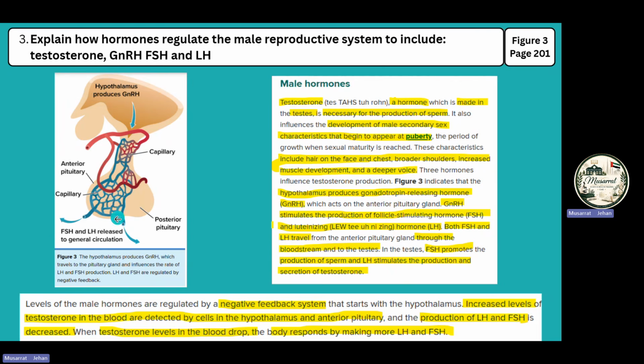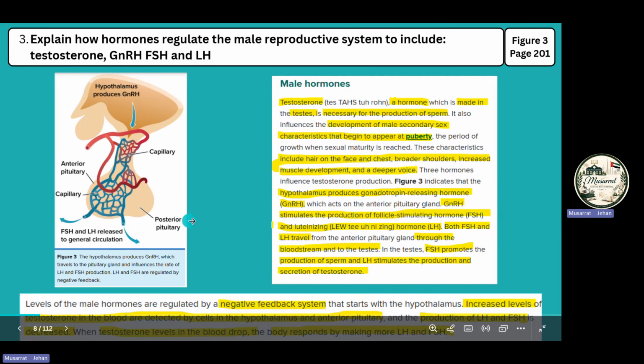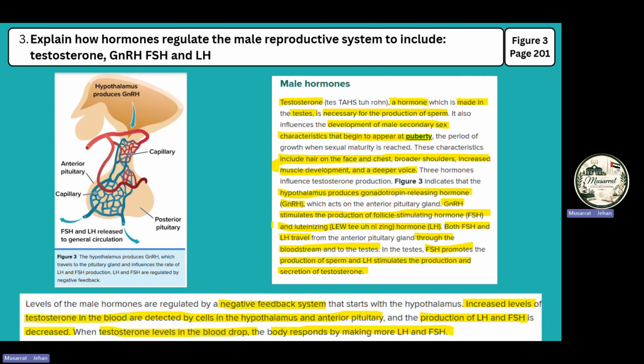Both of these travel through the blood from the pituitary gland to the testes. FSH promotes the production of sperm, and LH stimulates the production and secretion of testosterone. So these hormones are responsible for sperm production and testosterone. You should remember this.